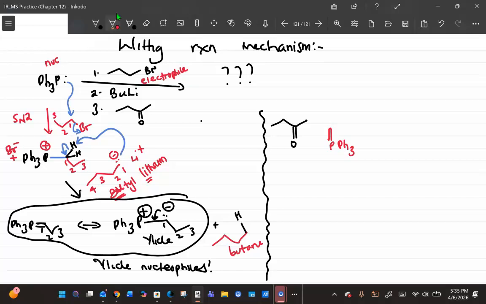Now again, you don't want to forget the number of carbons. 1, 2, 3. So you have the ylide nucleophile, and then you have the carbonyl electrophile. Remember, whatever we are doing for ketone, you can do for aldehyde. If this was master's or PhD, I'll also show you the Wittig reaction with esters and also nitriles. It keeps going.